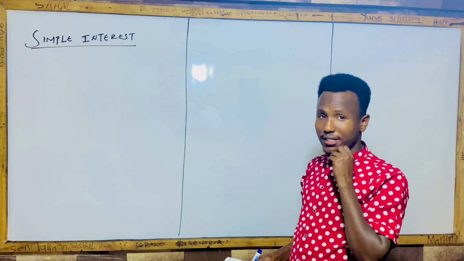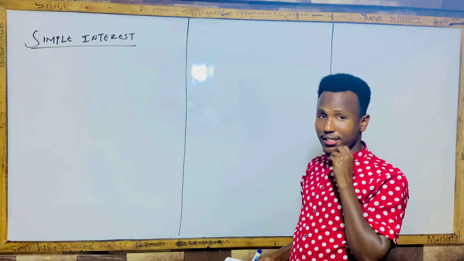Now for today's class we will talk about simple interest. Simple interest is abbreviated as I, interest. I is equal to PRT divided by 100. So this is the formula of getting interest. Interest I is equal to PRT over 100. Whether you are in primary or in high school, you are expected to know how to get interest, principal, rate, and time. But this 100 is constant. Nobody is going to ask you for it in the examination.